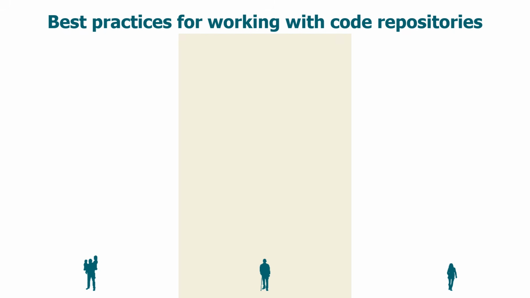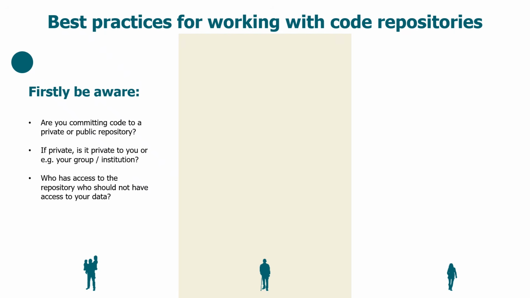Let's remind ourselves of some best practices for working with code repositories. The first thing you need to be aware of is whether you are using a public or private repository. Whether public or not, you still need to adhere to the same good data practices, but it's worth being aware of who might have access to your code in case of mistakes. Remember, only researchers listed on your project should have access to UKB data.